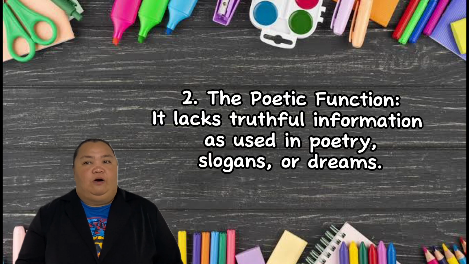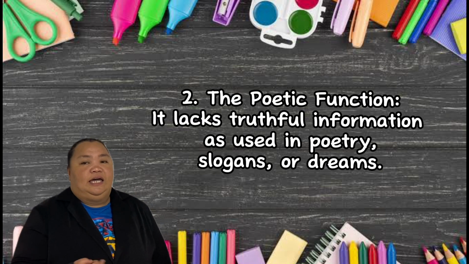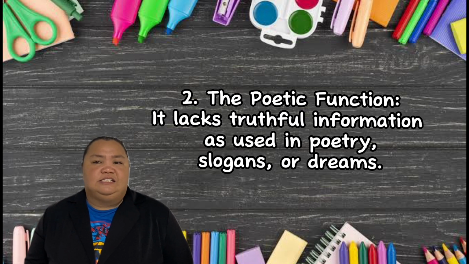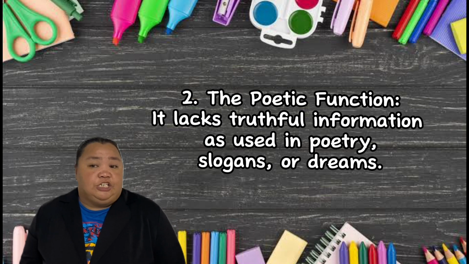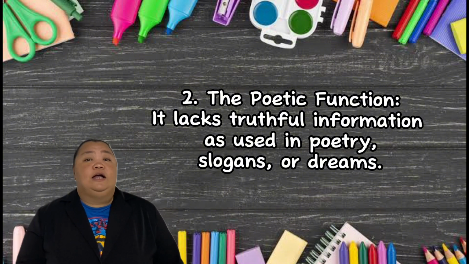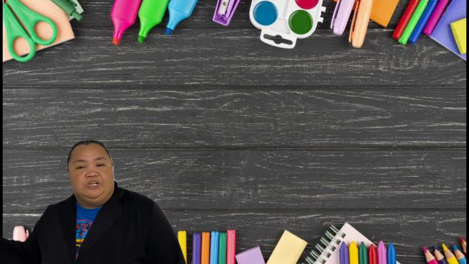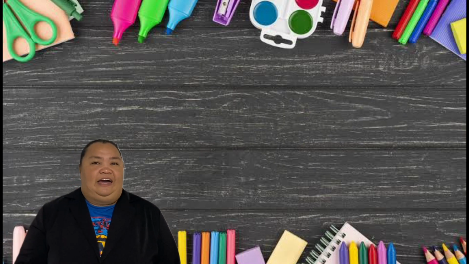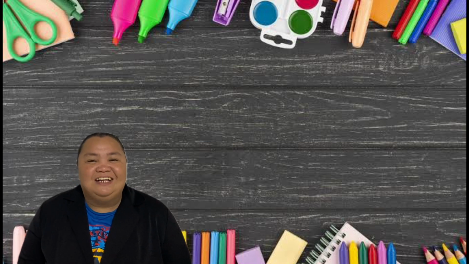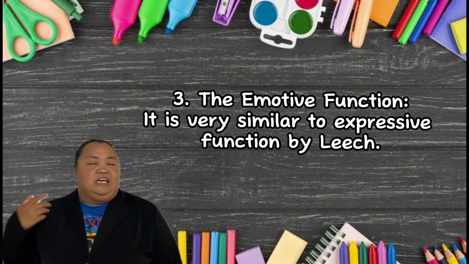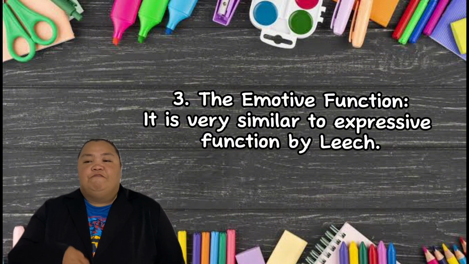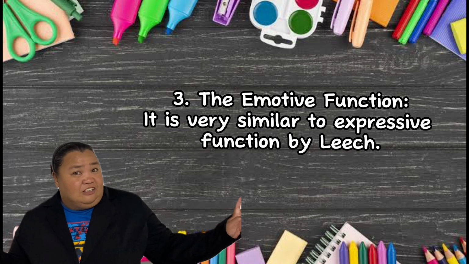The second, according to Roman Jakobson, is the poetic function. The poetic function lacks truthful information, as used in poetry, slogans, or dreams. The third, according to Roman Jakobson, is the emotive function. It is very similar to the expressive function by Lynch.